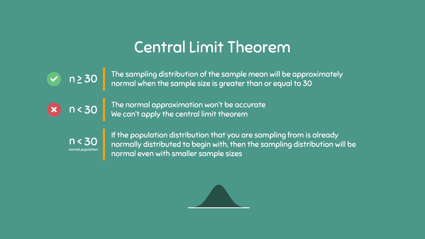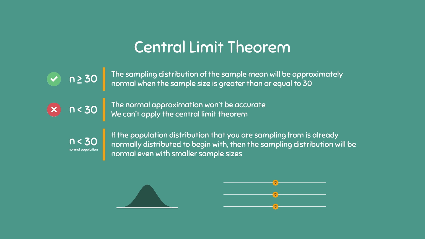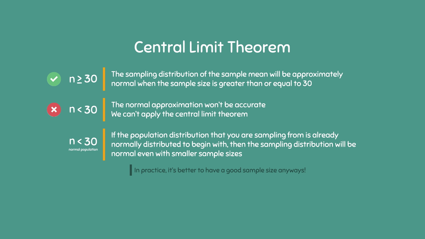In practice, having a normally distributed population doesn't get you off the hook for needing a good sample size, because we know that small sample sizes produce relatively imprecise estimates of the population distribution and in turn, imprecise estimates of the sampling distribution. So more often than not, in practice, it's better to have a good sample size anyways. But for the sake of this video, it's okay to assume the central limit theorem even when the sample size is small, as long as the population distribution is normal to begin with, because it'll lead to a sampling distribution that is normal as well.